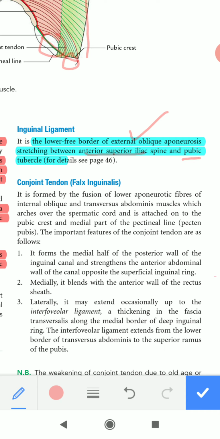While we divided the abdomen into 9 regions, we told that the lower point for the vertical line will be the mid-inguinal point. That means between the anterior superior iliac spine and pubic tubercle. That is the mid-inguinal point. So here the inguinal ligament lies between the anterior superior iliac spine and pubic tubercle. And which muscle produces this inguinal ligament? External oblique aponeurosis, in its lower free border.